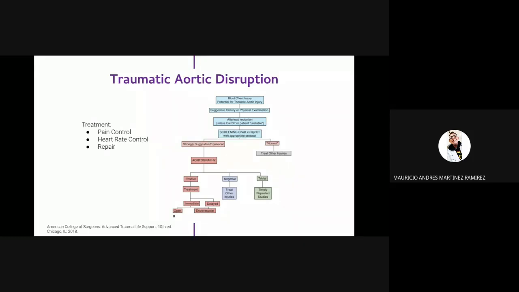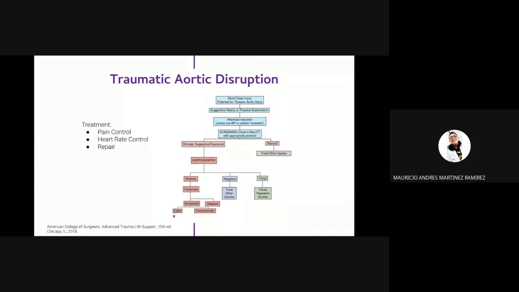In this slide, I wanted to show you all the treatment. We must perform pain control, heart rate control, as I told you, and the repair. Here in this algorithm, we have a suggestive history or physical examination for a thoracic aortic injury. We must perform afterload reduction unless the blood pressure of the patient is unstable. We must do screening with a chest X-ray, or a CT with appropriate protocol.